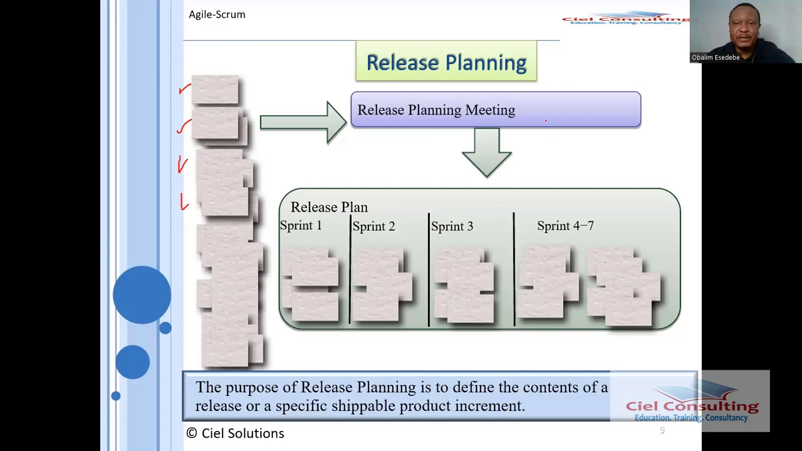So after the release planning meeting, we can create our release plan. So our release plan essentially will now capture the items that need to be accomplished within each sprint, and then how many sprints in total we are going to run before eventually we release the product. So in this case, it has been determined that we're going to release the product maybe at the end of iteration 7. So the purpose of the release plan is to define the content of a release or a specific shippable product or increment. So in essence, we basically do our release planning to determine when we're going to go live or when we're going to release specific products.